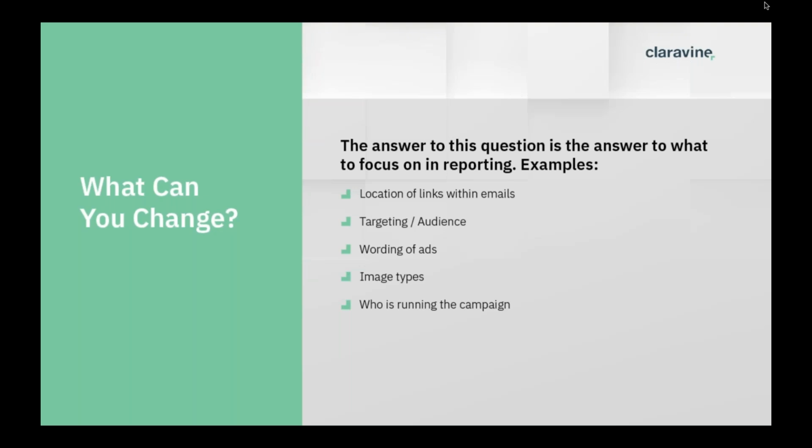What is your targeting? Who is the campaign going to? What does your audience look like? Those are things that you can potentially change and adjust. The wording of ads, the focus, different types of images and their content, and which team is running the campaign. This might be an internal team, this might be an individual, this might be the name of the agency, so you can compare externally run campaigns to internally run campaigns. These are all things that you can change, that you can focus on, that you can report on.